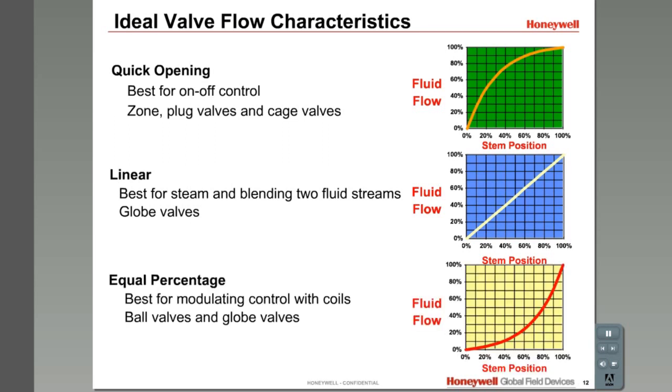An equal percentage valve increases the flow exponentially with valve travel. With this valve, equal increments in valve travel produce equal percentage changes in flow. Some globe and ball valves are equal percentage opening valves.